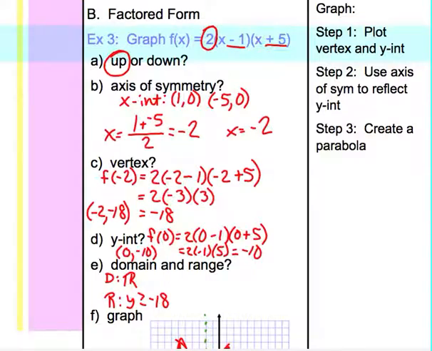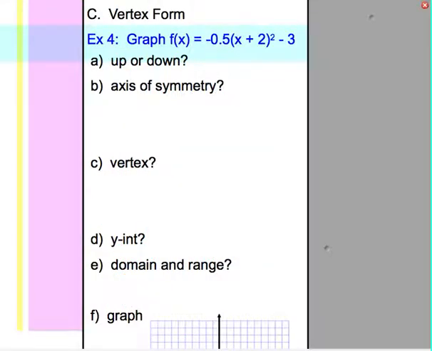All right, I'm going to jump to vertex form, try and do this relatively quickly. Opens up or down? Our A is negative. We are multiplying by a negative coefficient, so it opens down. Axis of symmetry: we already have the x-coordinate of the vertex right here in the parentheses. Pull that out of the parentheses, x equals -2.